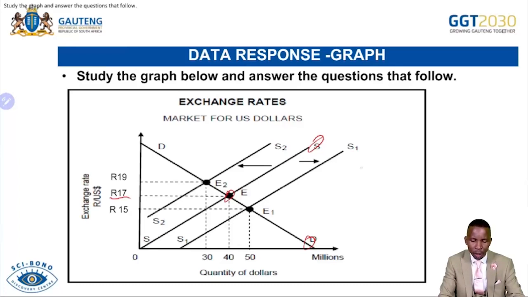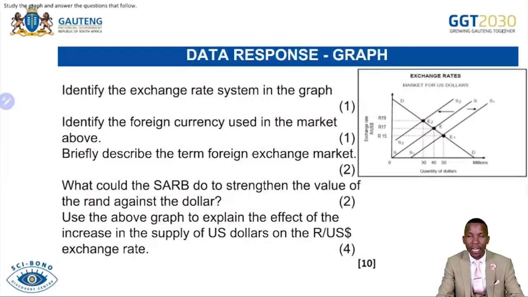And then on S1, the supply of US dollars increases from S to S1. There we see the rand gaining strength, because now it goes down to 15, meaning we pay 15 rand to afford $1. And then we see on E2 it shifts back again the supply to 19. So let's look here at the possible questions. You need to be mindful that only the supply has shifted, not the demand.